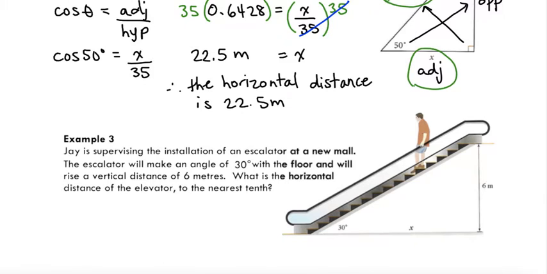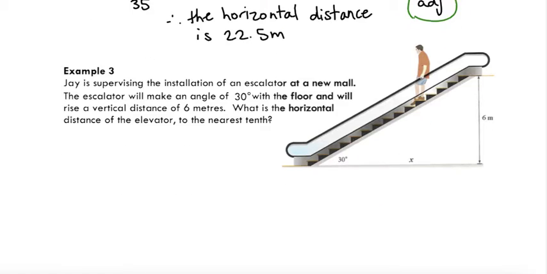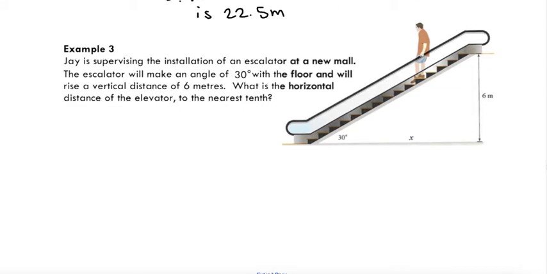The last example that explores finding side lengths involves example 3. Jay is supervising the installation of an escalator at a new mall. The escalator will make an angle of 30 degrees with the floor and will rise a vertical distance of 6 meters. What is the horizontal distance of the escalator? That should say escalator, not elevator. To the nearest tenth. So tenth is 1 decimal place.